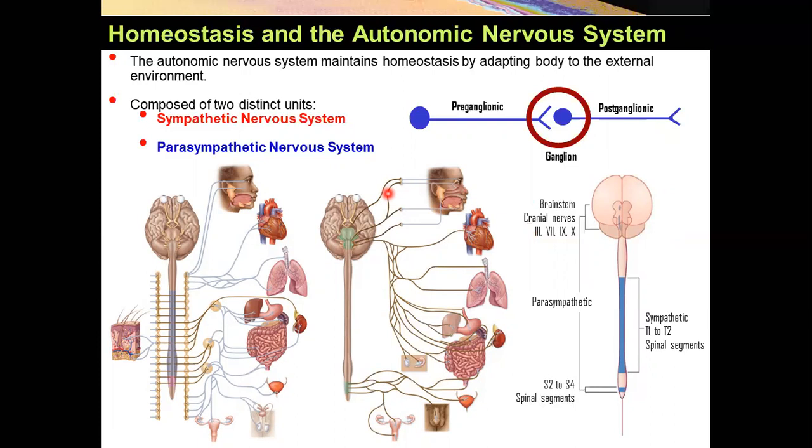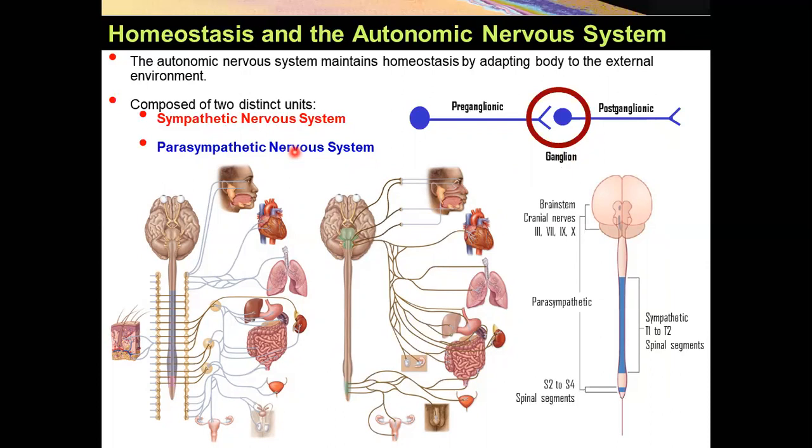The autonomic nervous system has two main divisions: the sympathetic nervous system and the parasympathetic nervous system. After the autonomic nervous system receives information about the body and external environment, it responds by stimulating body processes, usually through the sympathetic division, or inhibiting them, usually through the parasympathetic division.